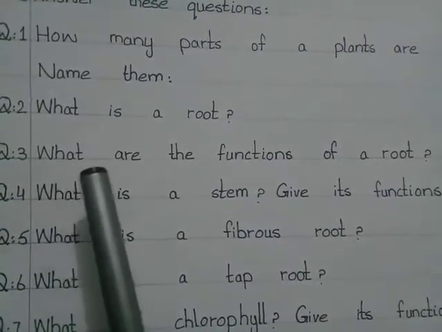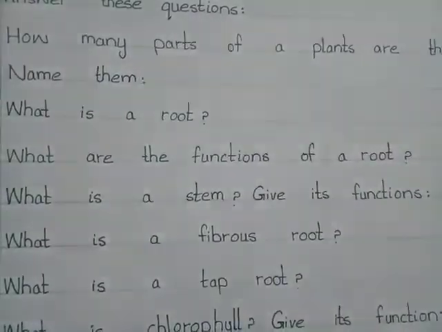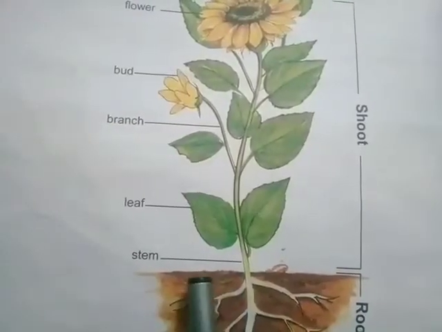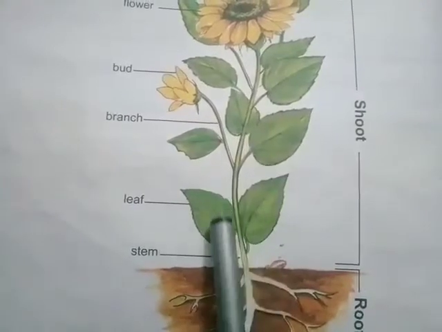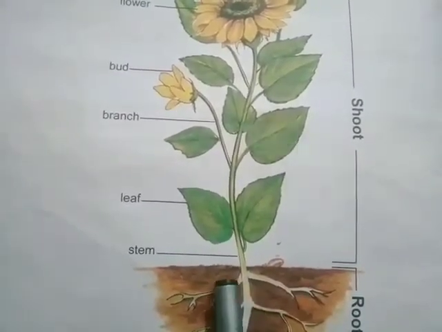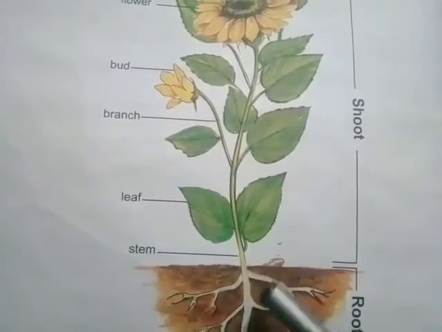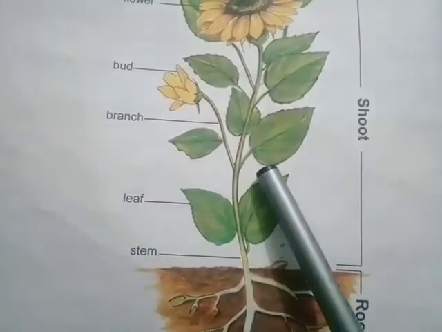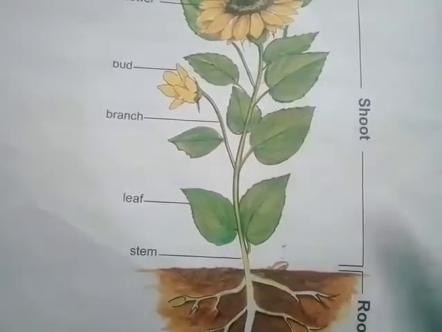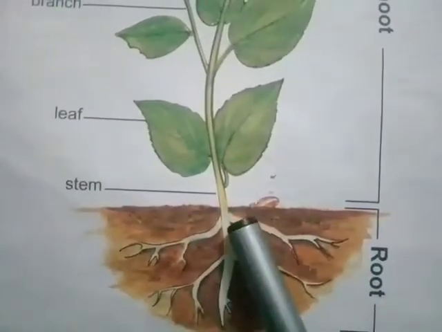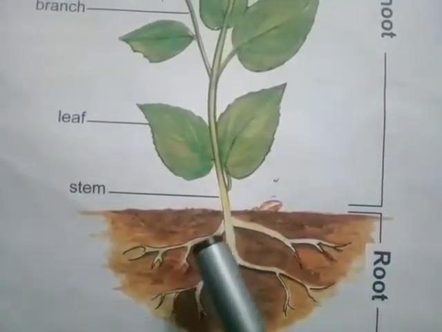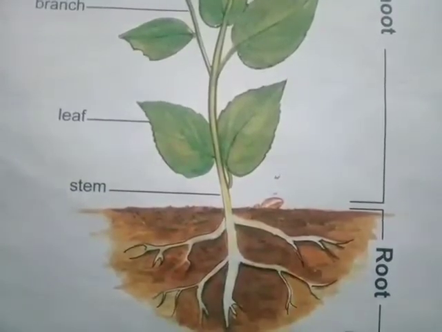Question number 3 is, what are the functions of a root? The first function of a root is that roots fix a plant firmly in the soil. And the second function is that plants need water and salt. Roots take these from the soil and give them to the plant. And the third function is that some plants store their prepared food in the root.